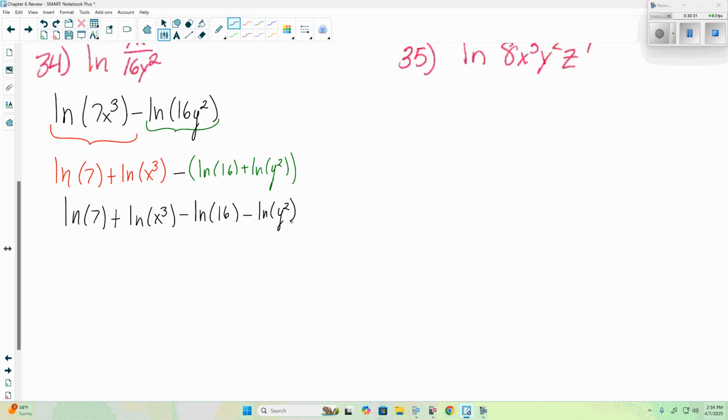Because really, after the product step is complete, we have the natural log of 7 plus the natural log of x to the third minus the natural log of 16 minus the natural log of y squared. Now, I'm not asking you to take the natural log of 16 any further than this. That's fine. Because if we wanted to fully simplify it, we'd see what number to a power is 16; well, 2 to the fourth is 16. So we'd rewrite it as 2 to the fourth and do the power property. But natural log of 16 is fine.